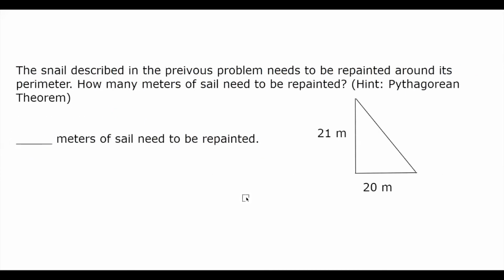Okay, so the next question says, the snail described in the previous problem needs to be repainted around its perimeter. How many meters of the sail needs to be repainted? And so the hint is the Pythagorean Theorem. So let's just go back to the problem a little bit. It's telling you exactly what you need to calculate, which is the perimeter, right? However, you go to the triangle and you see, okay, one side is missing. How do I find this one side? So the answer to that is the Pythagorean Theorem.